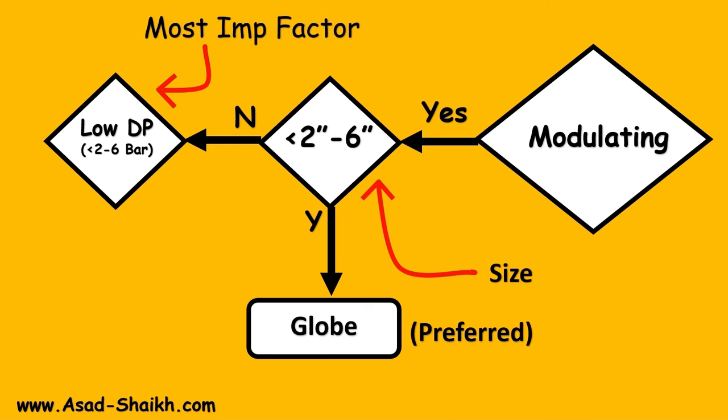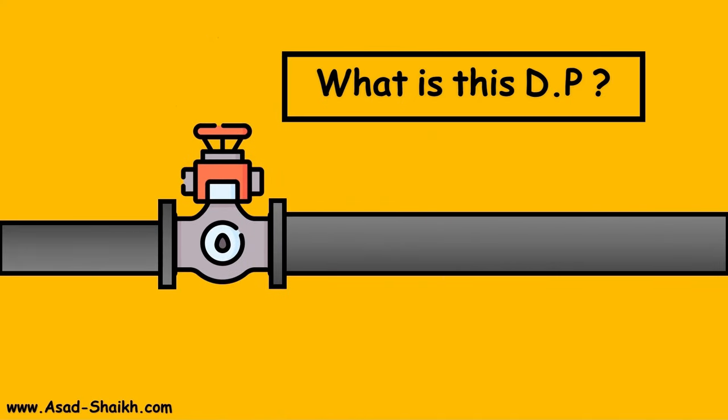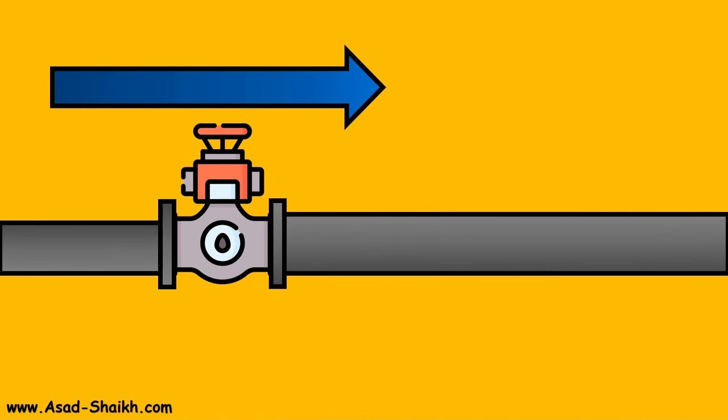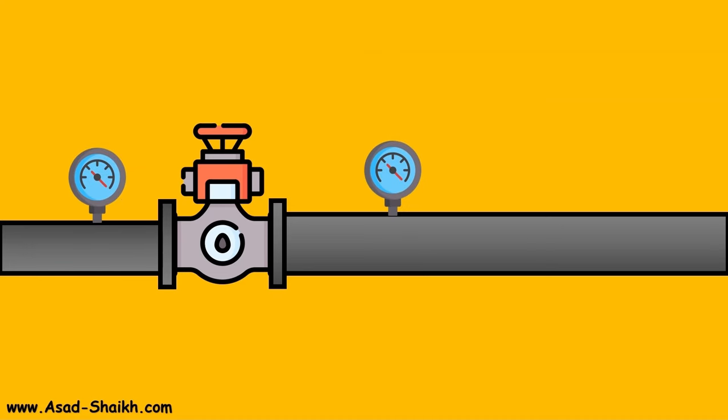Ask any expert of valves and they will tell you that it has always been very critical to know the DP. What does this DP actually mean? Imagine here's your valve put in a line, and this is the flow direction. The pressure here will be measured. The upstream pressure is called P1, for example, and the downstream pressure will be called P2.